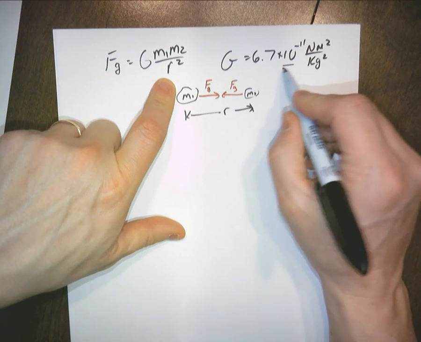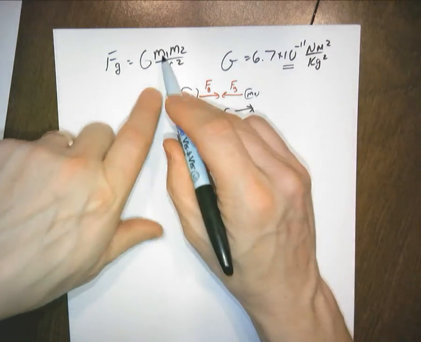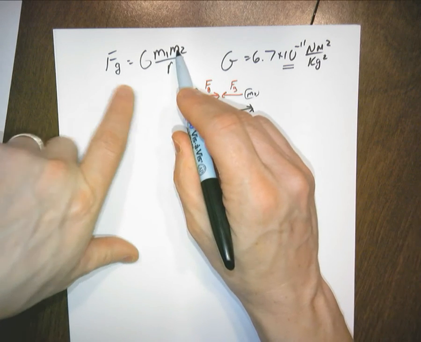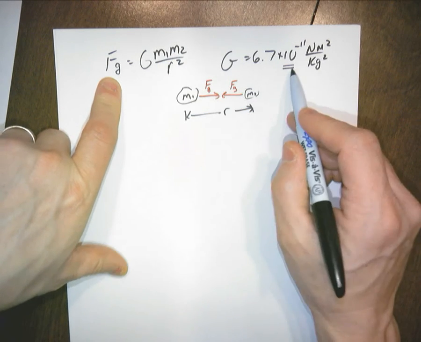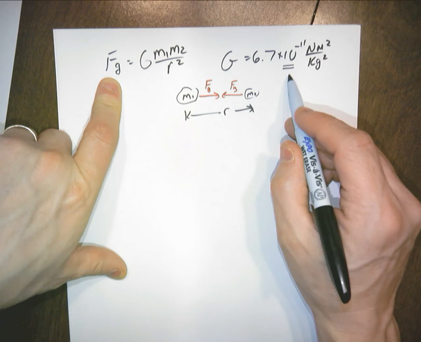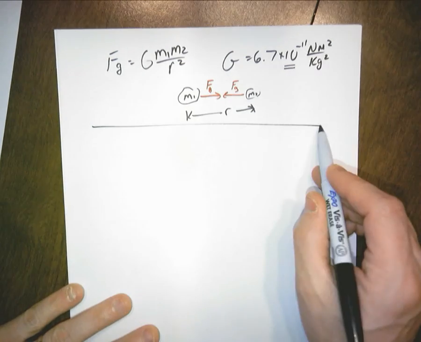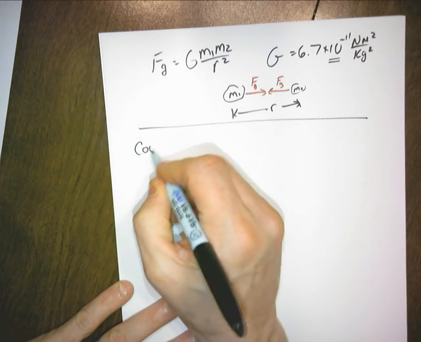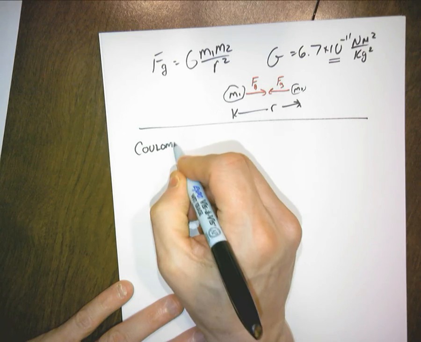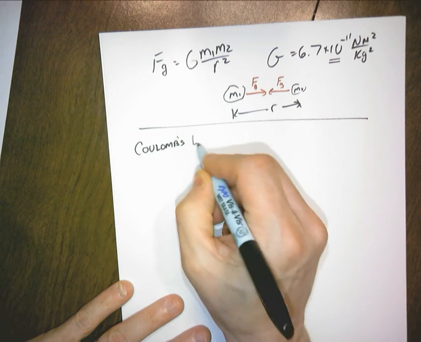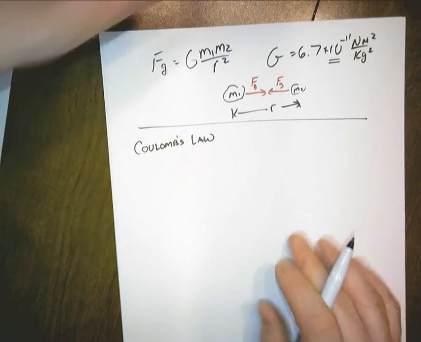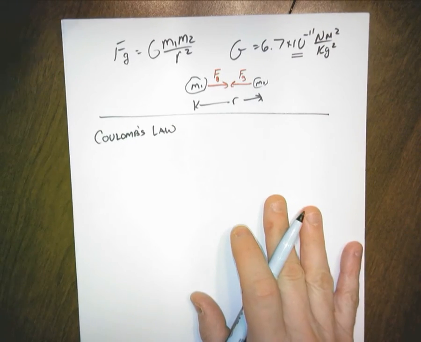Second, we think of gravity as a big force, but in reality, it takes giant masses to make a noticeable force, because this is 6.7 hundred billionths. I had to think about that. Coulomb's law works the same way. Coulomb's law. Okay? It works the same way.